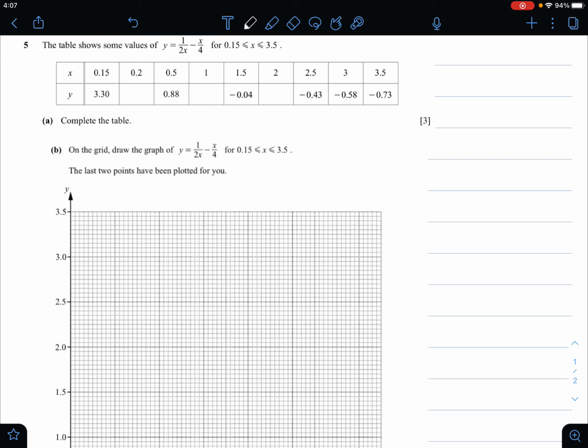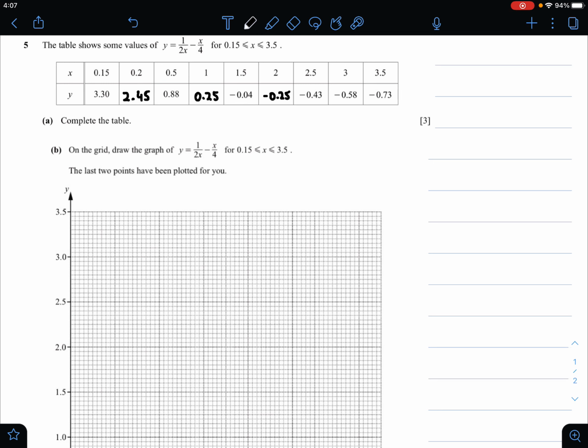So for 0.2, your y value would be 2.45. For when x is 1, your y coordinate will be 0.25, and when x is 2, your y coordinate will be negative 0.25. So you have completed part A now, so let's move on to part B.